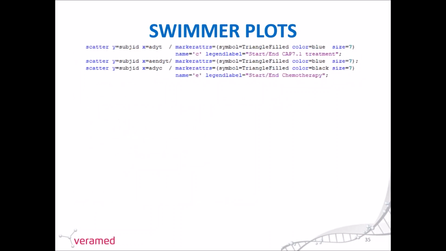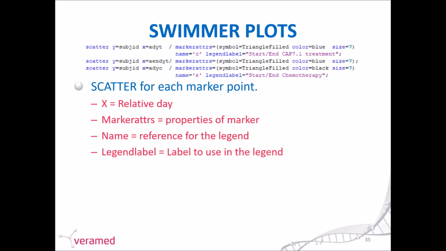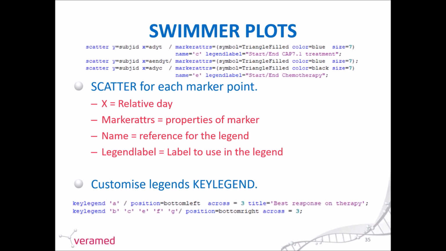We then mark on individual events using scatter, where again, Y is the subject and X is the time or the day. And a new element here is that we're now naming the legend for each individual plot. That's the name to save the legend and a label to use within the legend. Then we can use a keylegend statement at the end, allowing us to call back and insert legends at the bottom with multiple different plots included in one place. And here we can put a position, a title, and the number to go across.